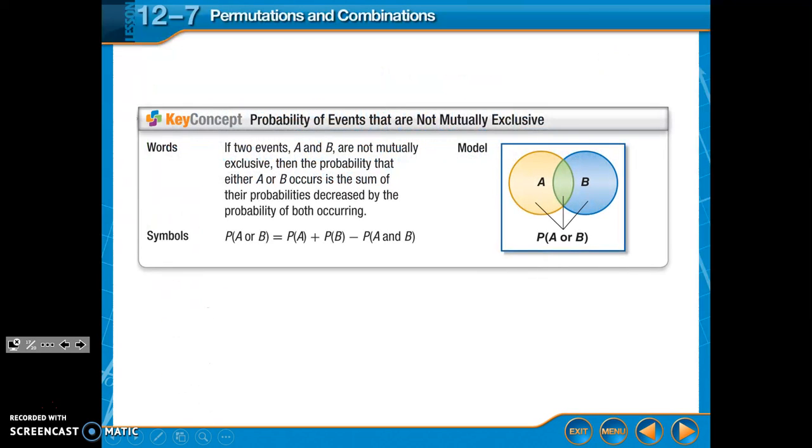Okay, probability of events that are not mutually exclusive. If 2 events, A and B, are not mutually exclusive, then the probability that either A or B occurs is the sum of the probabilities decreased by the probability of both occurring. Okay, so if 2 events are not mutually exclusive, then the probability.